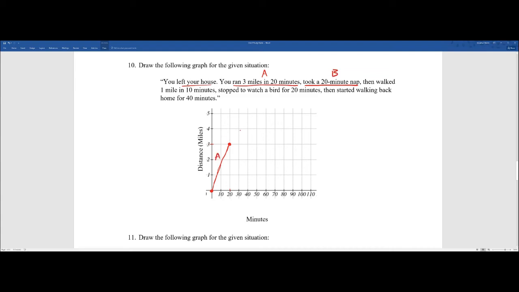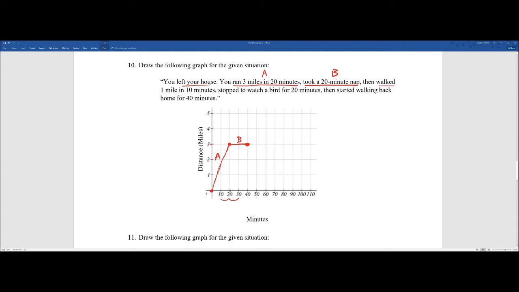Now segment B, a 20-minute nap. So for 20 minutes, notice the units here go by tens, okay? We took a 20-minute nap. Now, why is it a flat line? Why do we have a constant right there? It's because we're not changing distance. You're not moving during your nap. It doesn't say that we covered any distance, so it's just a flat line.